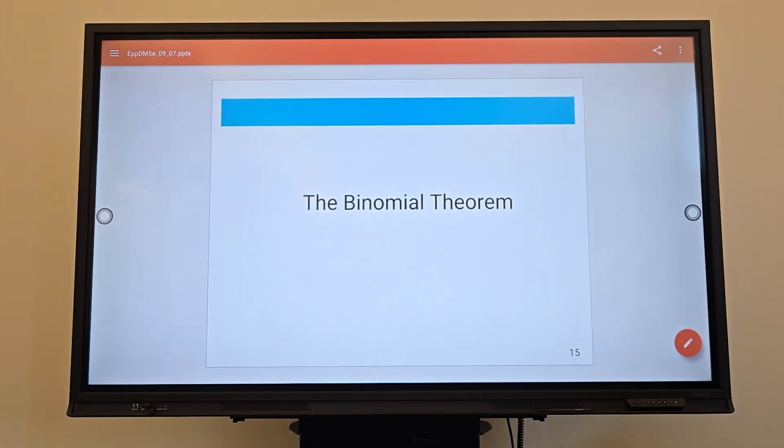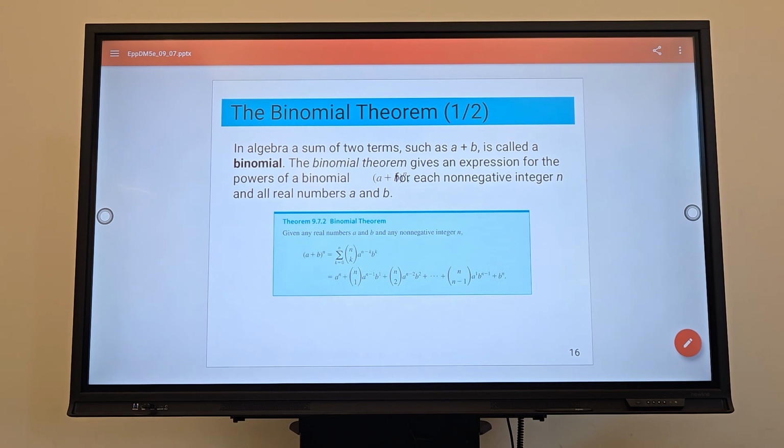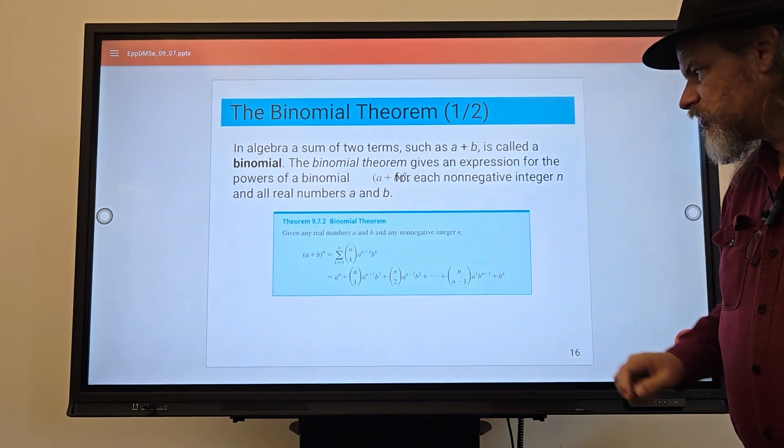The binomial theorem. In algebra, a sum of two terms, such as a plus b, is called a binomial. The binomial theorem gives an expression for the powers of a binomial, a plus b raised to the nth power, for each non-negative integer n and all real numbers a and b. It gives this expression here that you might remember from college algebra or algebra 2.